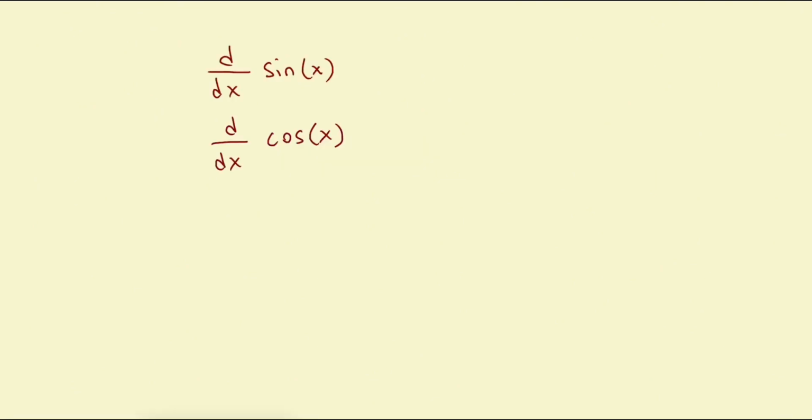We'll start by going over the derivative of sine and cosine. Derivative of sine equals cosine of x, and derivative of cosine equals negative sine of x. Let's do some examples.